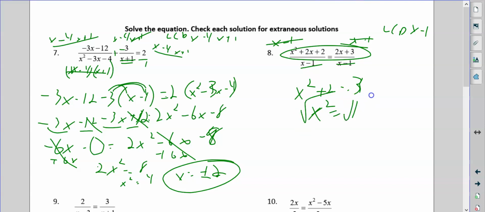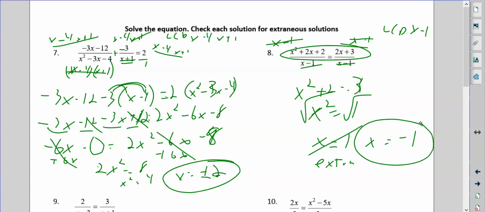So I get the square root of that. So that means x equals 1, x equals negative 1. The reason I'm not writing plus or minus is because this one is actually extra. I won't write no solution because there is a solution. It's negative 1. This one works out. And that's it on that one.